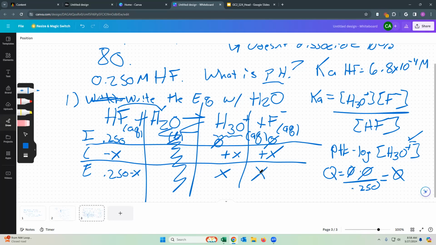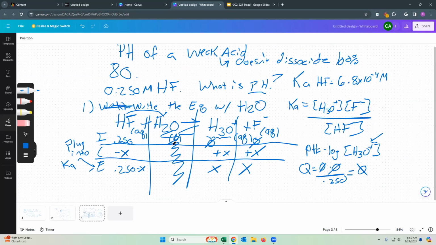So we're in the same situation we were for the strong acid. The difference is the definition. This is a weak acid. Weak acids do not dissociate 100%. So I don't know what X is. I need to solve for X like I've done in the other examples with the ice table. I need to plug my E row into Ka.